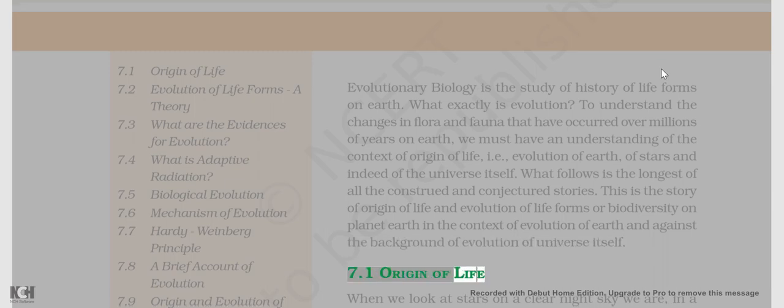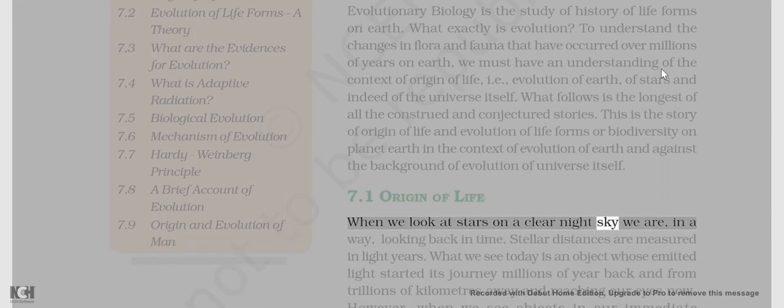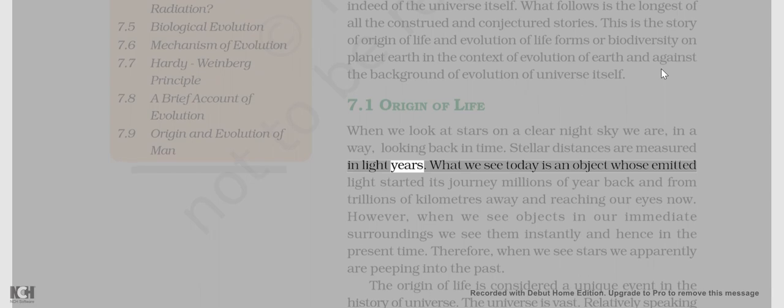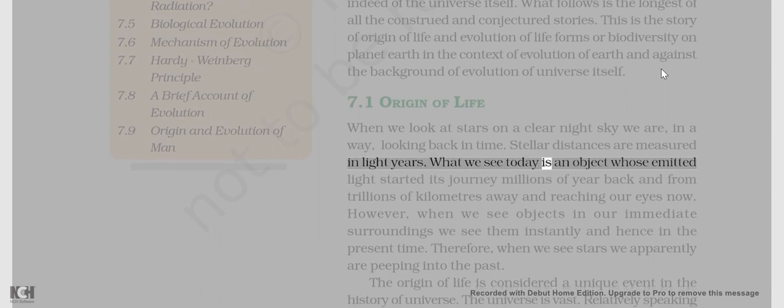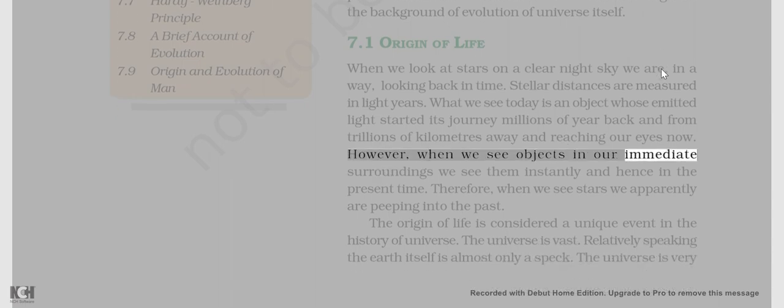7.1 Origin of life. When we look at stars on a clear night sky, we are, in a way, looking back in time. Stellar distances are measured in light years. What we see today is an object whose emitted light started its journey millions of years back and from trillions of kilometers away and reaching our eyes now. However, when we see objects in our immediate surroundings, we see them instantly and hence in the present time. Therefore, when we see stars, we apparently are peeping into the past.